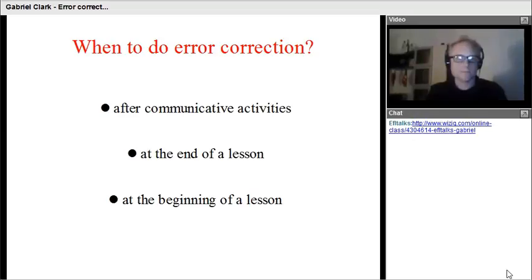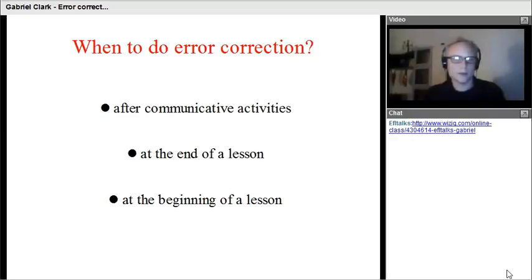Okay, when do we use error correction? Essentially there are three main times that I can think of. When you finish the communicative activity, it can be a free speaking or conversational activity, or more controlled speaking practice. This all completely depends on your teaching style and the kind of students you have, their ages, the level, how many you have in the group.